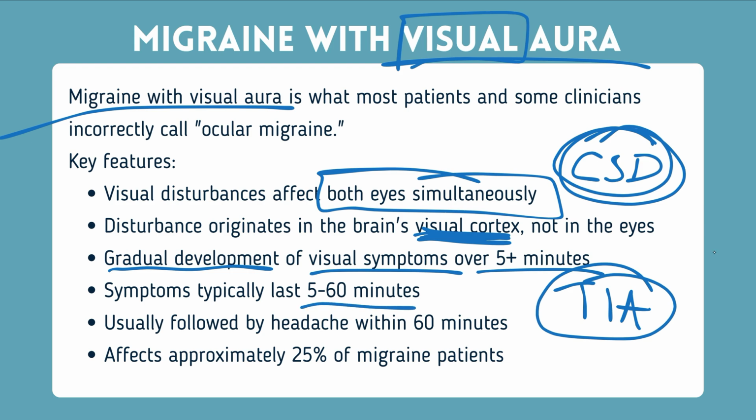Following the aura, or sometimes during it, most patients develop a headache within 60 minutes. However, not all patients experience a significant headache. Some might have mild head pain or none at all, especially in the older population. It's worth noting that migraine with visual aura affects approximately 25% of migraine patients, so a minority of migraine patients, but still quite common. Most patients with this condition also experience episodes of migraine without aura at other times.